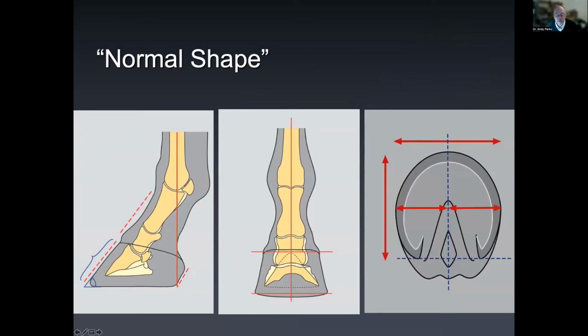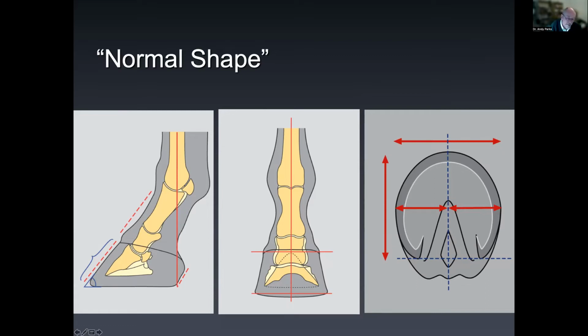So those are the pieces and parts. What is the normal shape of a horse's foot? Well, just like us, there's actually no absolute normal or perfect shape. And there are probably some shapes that are better for some performance than other shapes. But there's a traditional idea as to what things should be like.